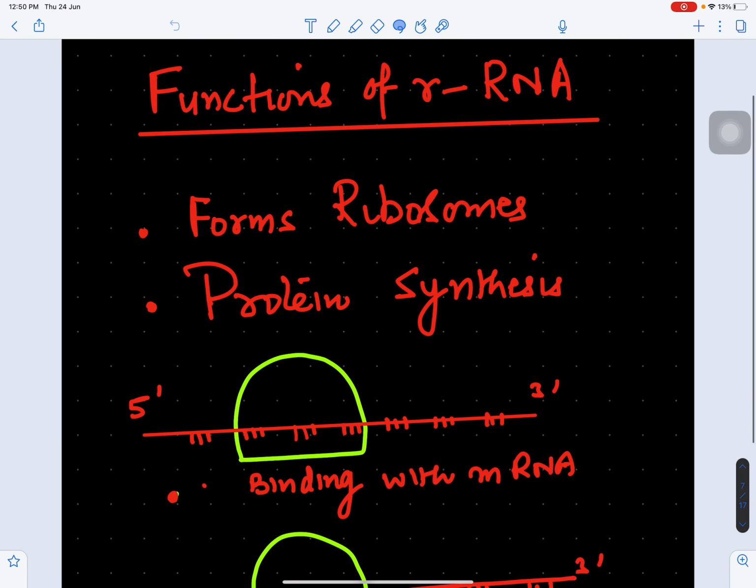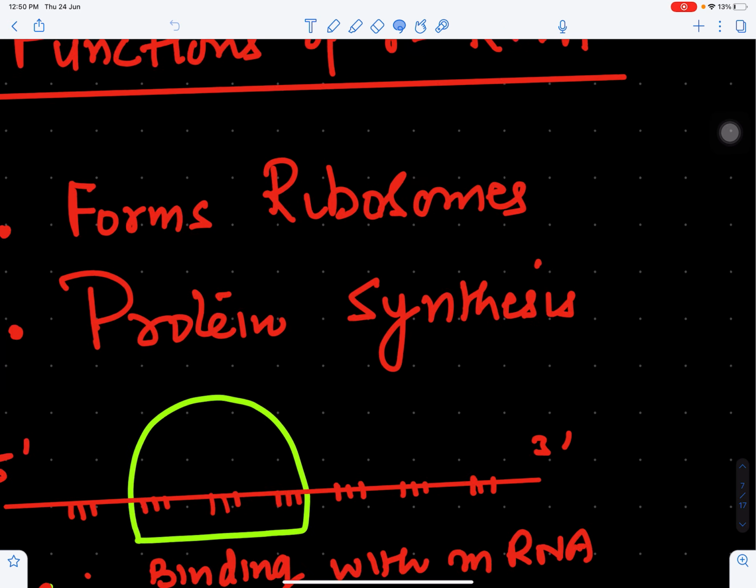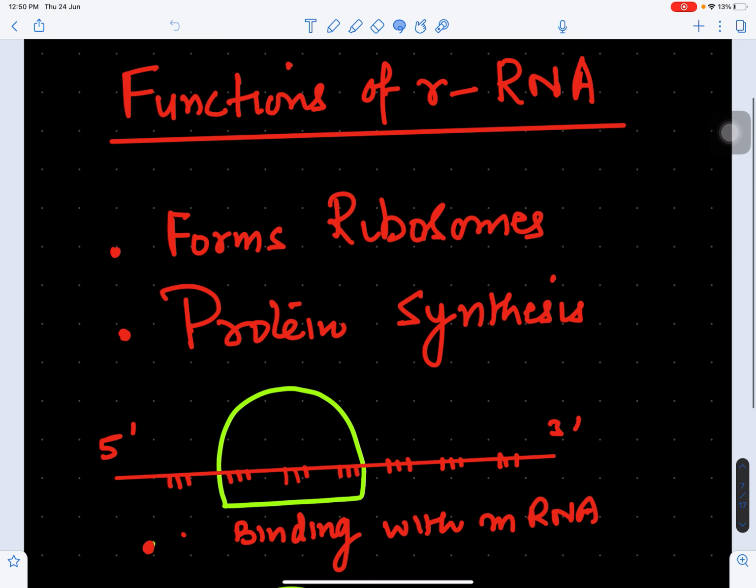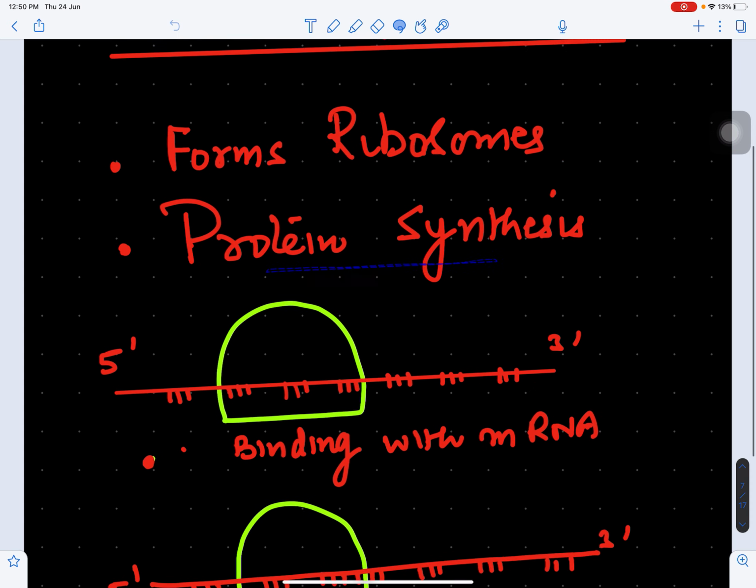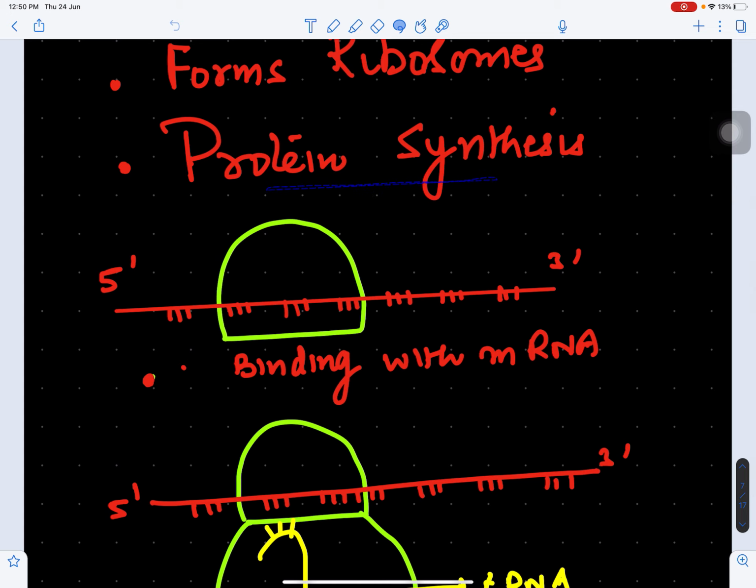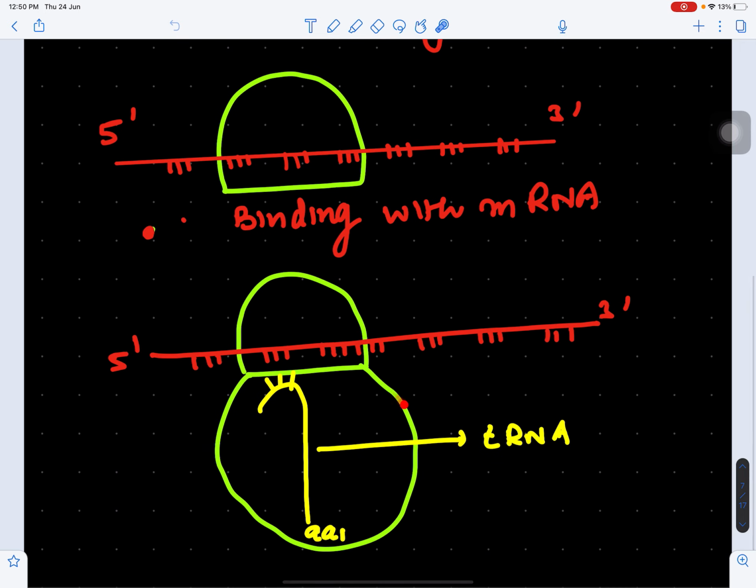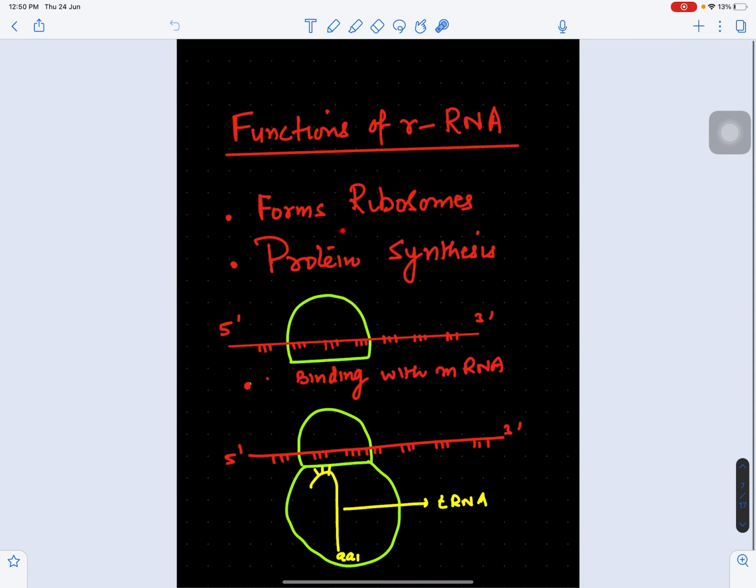Now, what are the functions of ribosomal RNA? One is this helps in formation of ribosomes, and this ribosomal RNA also helps in protein synthesis. Now, if we see the details here, this is the smaller subunit of the ribosomes, and this is the messenger RNA binding to this smaller subunit. Then the bigger subunit will also come and join, and this is the transfer RNA. So ribosomal RNA plays a very important role in the formation of the protein. So this helps in formation of the ribosomes. This also helps in protein synthesis.